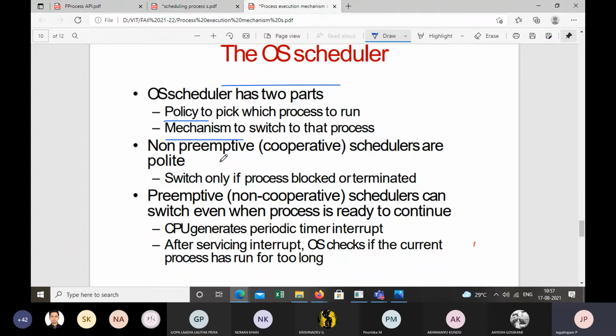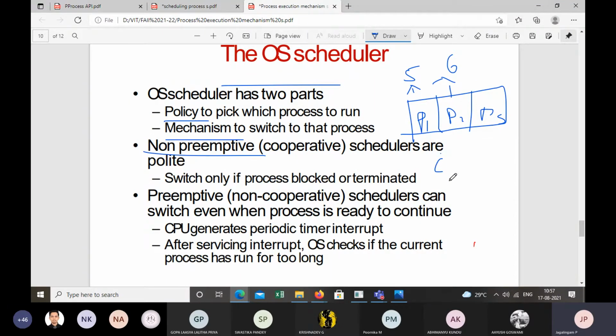It is a scheduler which switches between processes only when the process has terminated. Okay, so you have multiple processes in the system: P1, P2, P3, and so on. Now the process P1 needs 5 milliseconds, process P2 needs 6 milliseconds. In the case of non-preemptive, the CPU will execute the process P1 completely for 5 milliseconds. Only when the process P1 completes its execution will there be a context switch. Only then does the CPU move to the process P2.